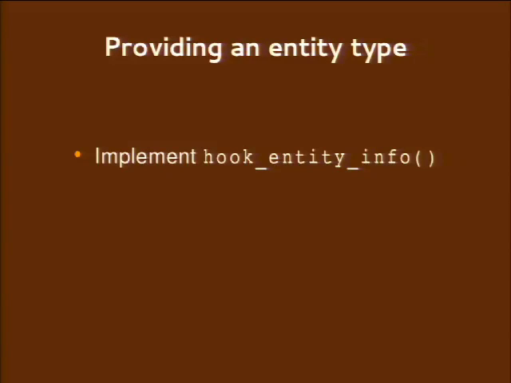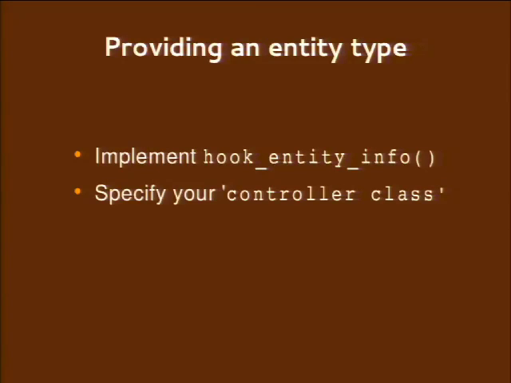Okay, so let's have a look at how you can provide a new entity type based on the database. Basically, you need to do three simple steps. First, you have to implement hook entity info to declare a new entity type. Then you specify your controller class you wish to use there, and you implement hook schema to define your database table.